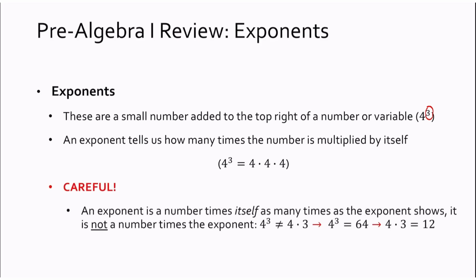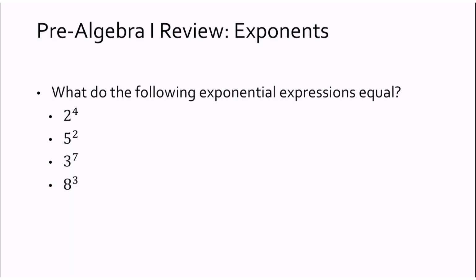We have to be really careful because an exponent is a number times itself as many times as the exponent shows. It is not the number times the exponent. So 4 to the third power is not the same thing as 4 times 3. 4 to the third power is 64 and 4 times 3 is 12. So if we get these things mixed up, we're going to end up with super different answers. So remember, if we see that little number up there, that exponent, that means we're multiplying the number by itself that many times. 4 times 4 times 4. It is not the same thing as 4 times 3.